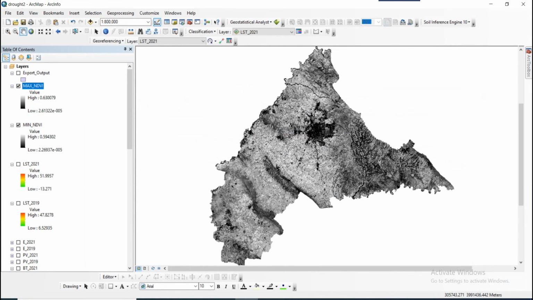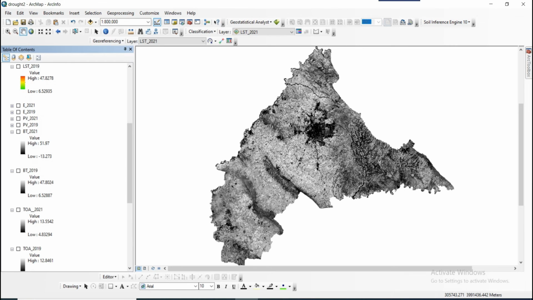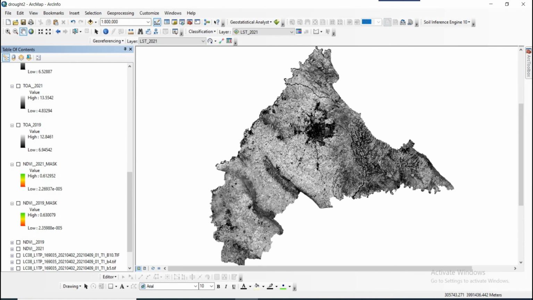So we will choose this process if we have more than 1 year, 2 or more years. We should calculate the minimum and maximum value of NDVI just like we did before. And if we have 1 year, we will use the NDVI minimum and maximum value.